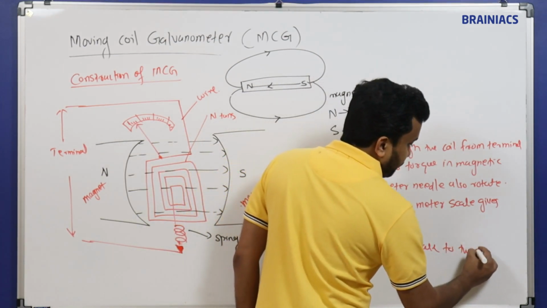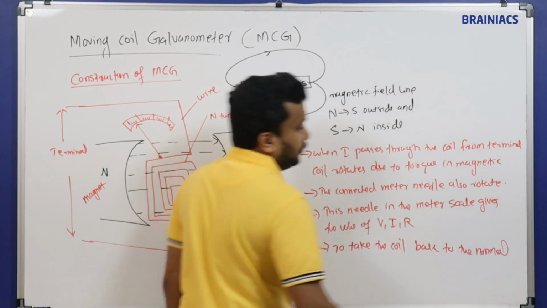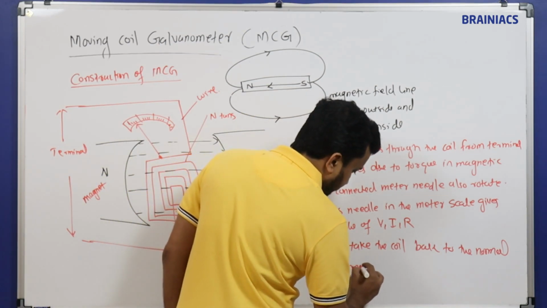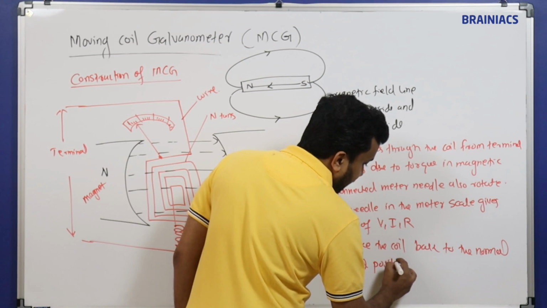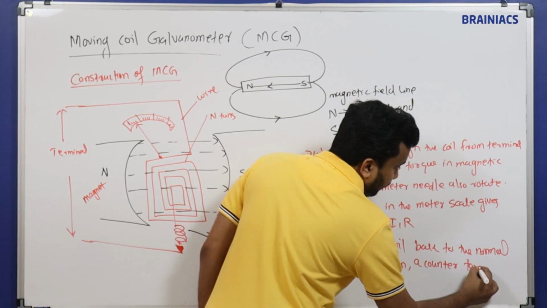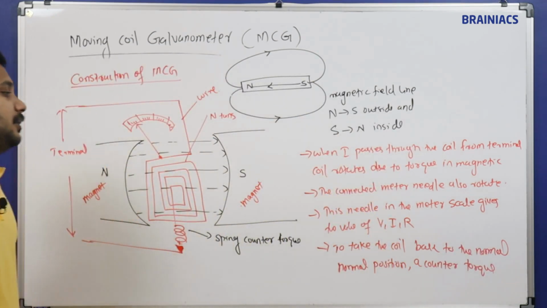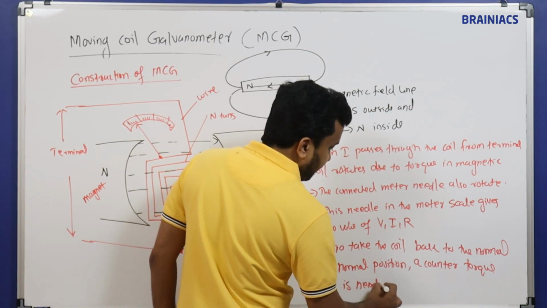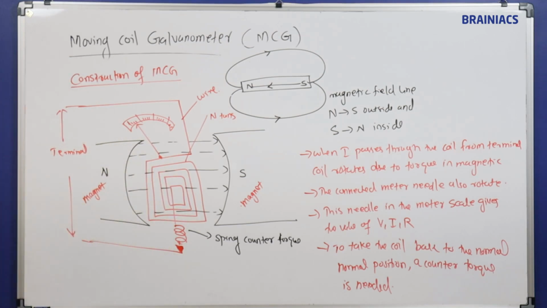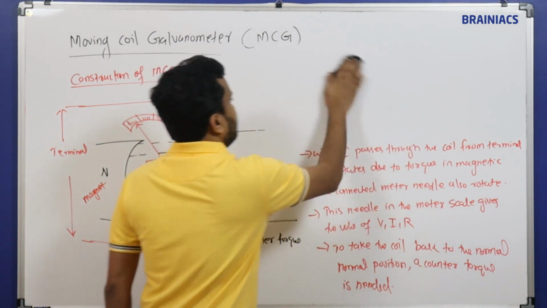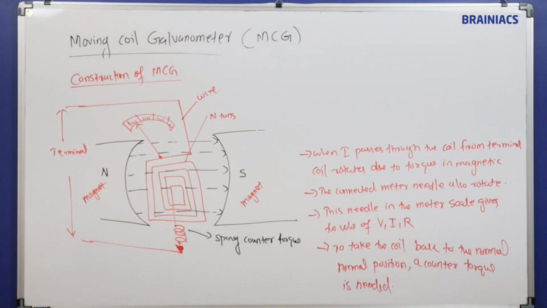I want to take the coil back to the normal position. To take the coil back to the normal position, a counter torque is required. Counter means opposite. So who will give the counter torque? The spring will give the counter torque.